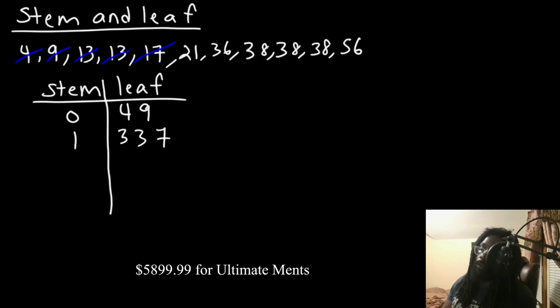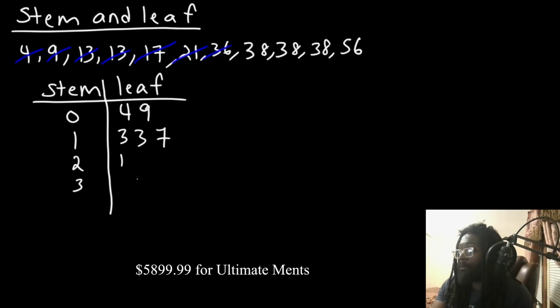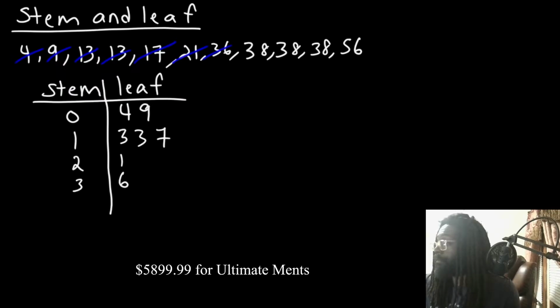And then you start 2, and then it'll be 1. Now for 21, we need to put a 2 in the stem column, a 1 in the leaf column. Next we have 36, so we need a 3 in the stem column, a 6 in the leaf column. Now notice that we have 3 38s, so we got to add 3 8s to the leaf column.